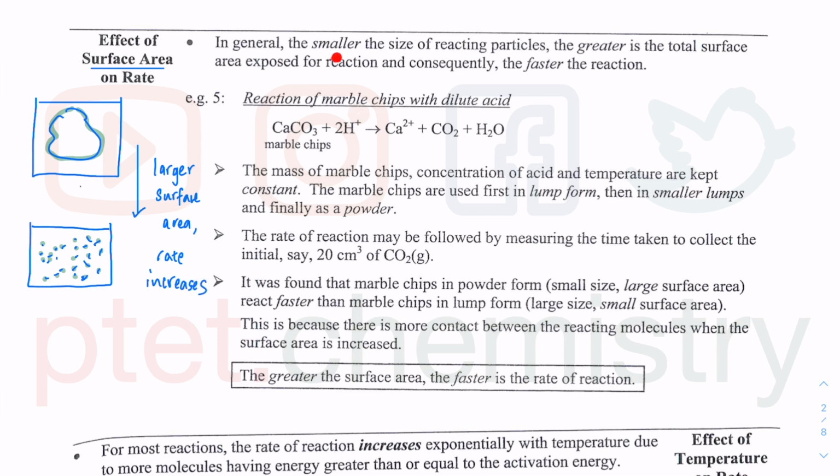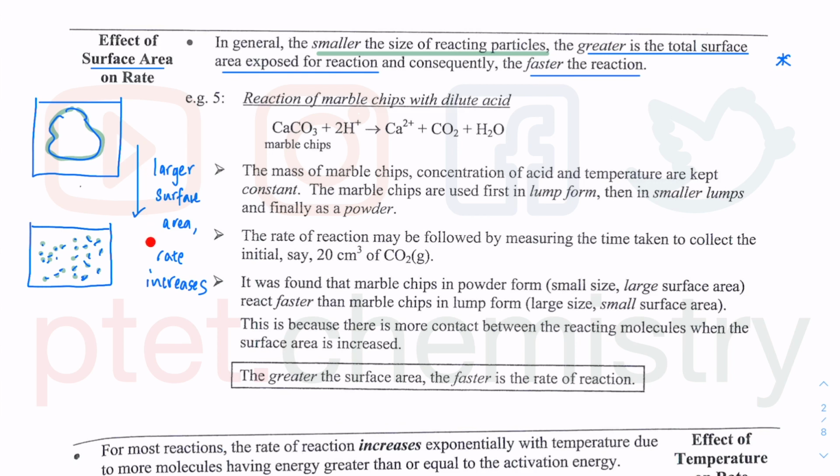Okay. So basically, the smaller the size of the reacting particles, if you can crush your big reacting particle into smaller pieces, then you will have a greater total surface area, because what is exposed for reactions is going to be higher, and therefore you get a faster rate of reaction. These are your descriptions, very, very important.